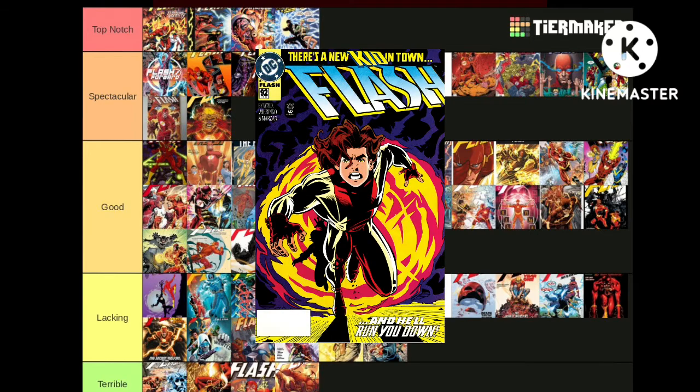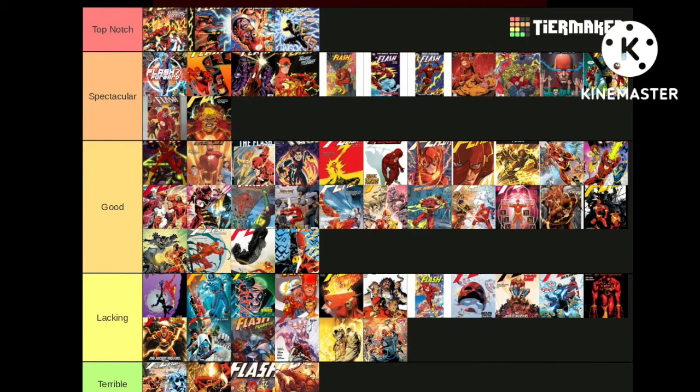Next arc, which is Flash Reckless Youth, I put in pretty much the top of good. Reckless Youth is the introduction to Bart Allen. It's leading right up to Zero Hour, where Wally disappears. This is just the introduction to Bart Allen. It's a really good introduction. People love Bart Allen. I love Bart Allen.